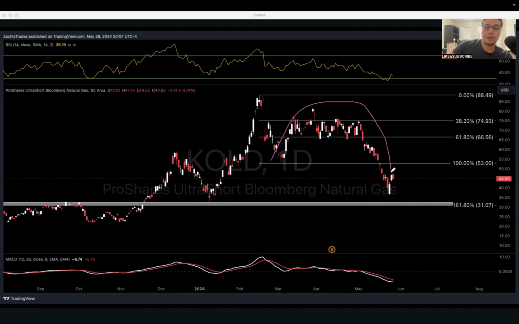We see a large base right here, except this time it's more of a rounded top versus a rounded bottom. And what do you see? An aggressive flush to the downside here. Remember, cold is going to be that inverse Boyle ETF. And so you're going to see those move in opposite tandems.